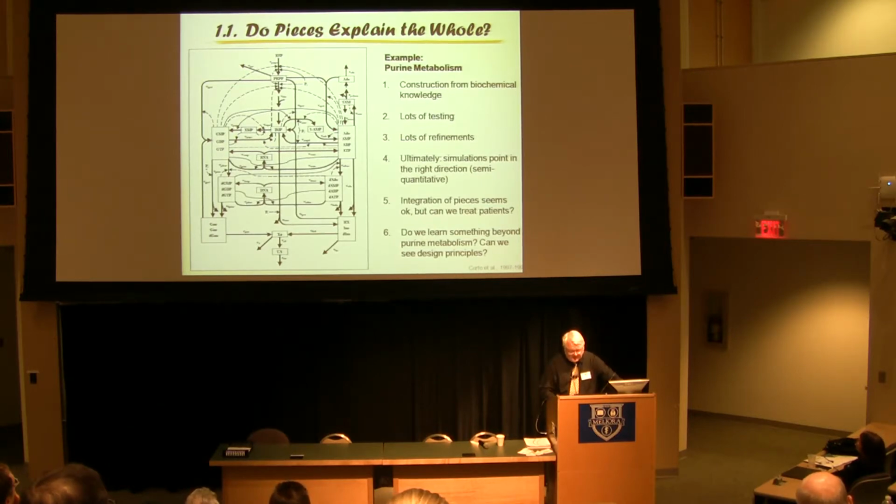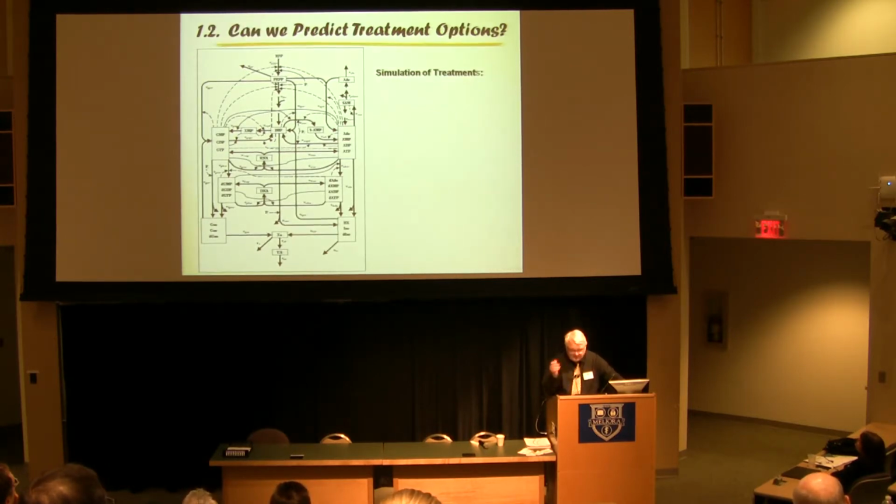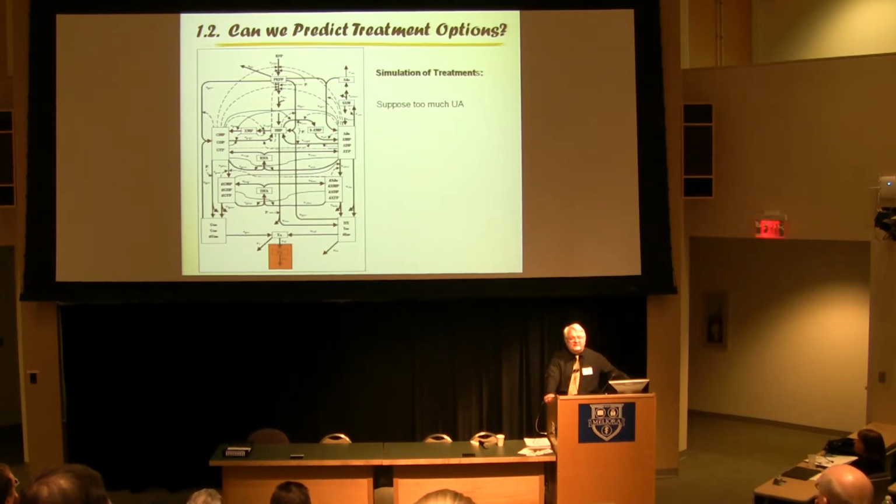So what can we do with something like that? Well, for instance, we could simulate treatments, and we said, suppose you have too much uric acid, that's at the bottom, and if you are male and old, then you have a good chance of getting gout, and this is the hallmark of it. And on the positive side, you tend to live longer, so you can enjoy it longer.